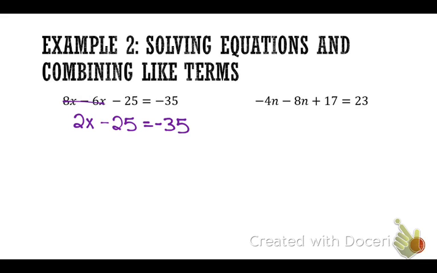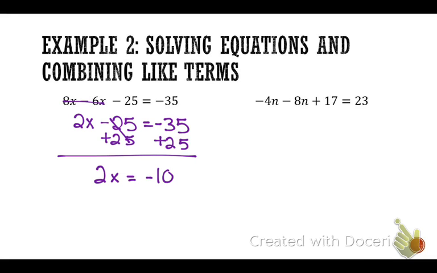So Mason, what would I do next? 25. Very good. I need to add 25. And Kelsey, when I add 25 to 35, is that same sign or different on the other side? It's different, so I need to subtract them. What would you get? Yeah, you're right. It's 10. Is it going to be positive 10 or negative 10? Okay, and we say negative 10. Why? Because 35 is bigger. So she's exactly right. 2x equals negative 10.